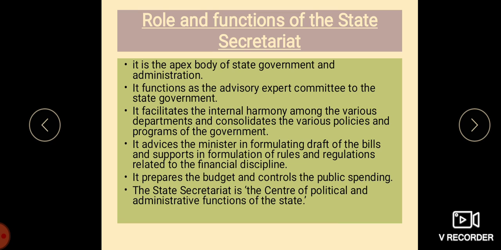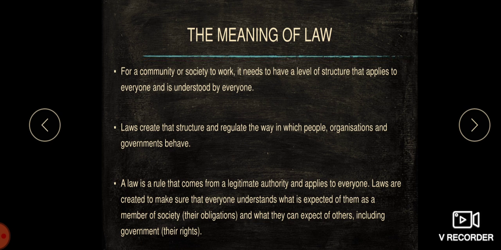It also prepares the budget and controls public spending. It advises the ministers in formulating the draft of bills and supports the formulation of rules and regulations related to financial discipline. The state secretariat is the center of the political and administrative function of the state. So these are the roles and functions of the state secretariat.